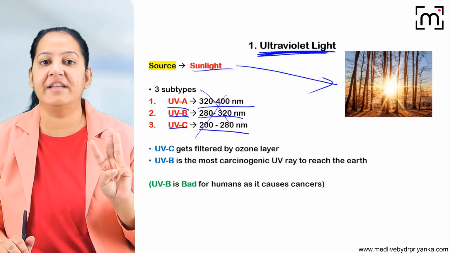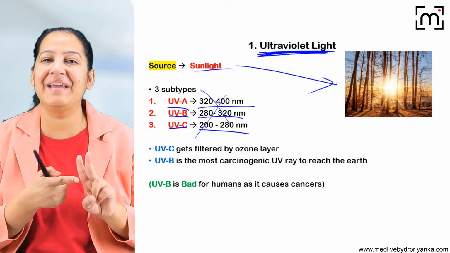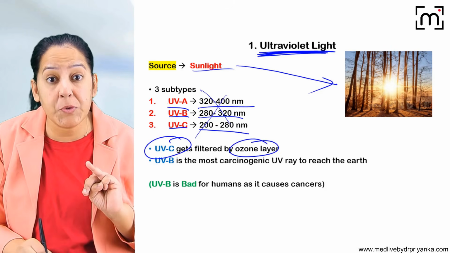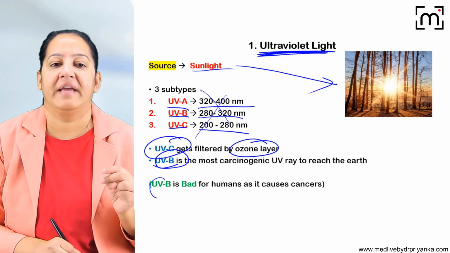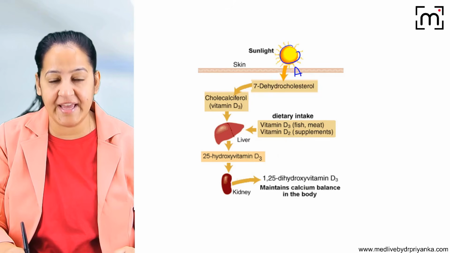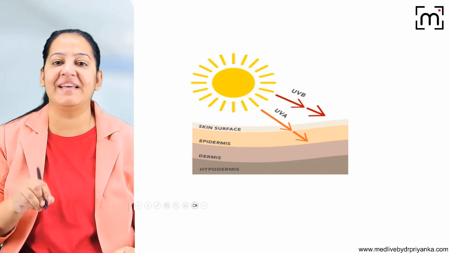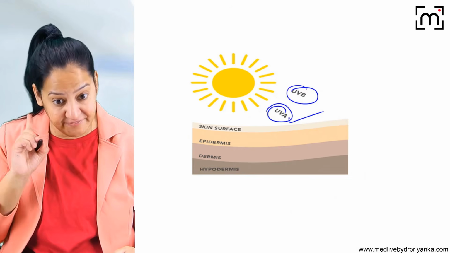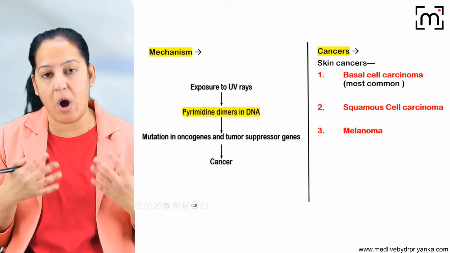So out of the three UV lights, the first thing you have to learn: UV light is coming from the sunlight. There are three types, UVA, UVB, UVC. C does not reach the Earth because it is filtered by ozone. Now out of A and B, B is carcinogenic, B is bad. A is good. UVA is required for the activation of vitamin D. B induces cancer. So how does it induce cancer?